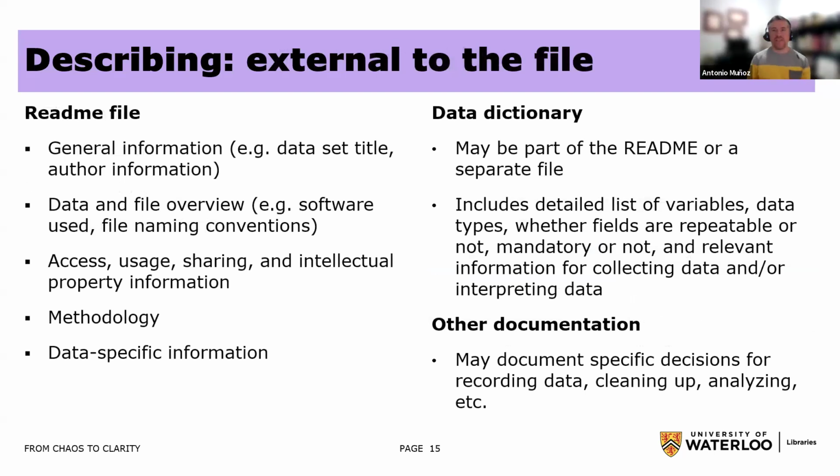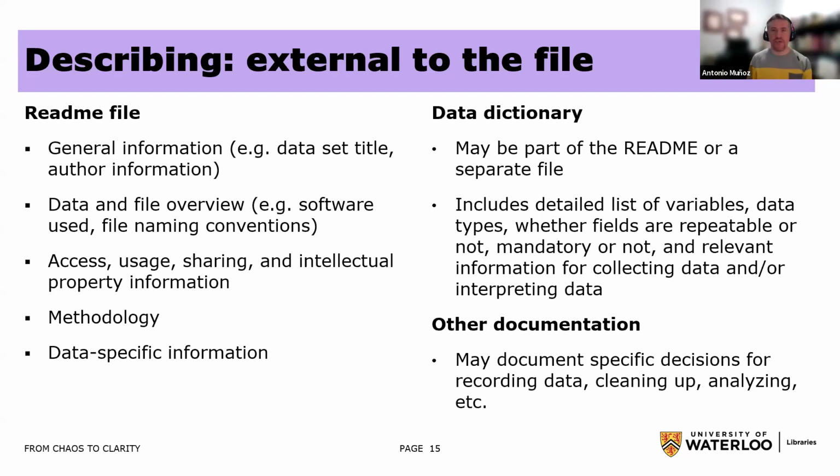The other part of it is describing your data externally to the files. So maybe you have a README. You should have a README, in fact. It's a file where you collect general information about what the data set title is, who the authors were, and a general overview of the software that you used and the file naming conventions. When you talk about software, you should also talk about versions of the software, because sometimes an older version of a particular software might not be compatible with a later version. So think about all of those things.